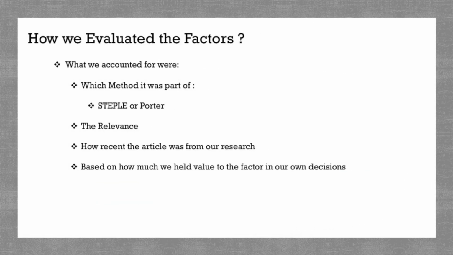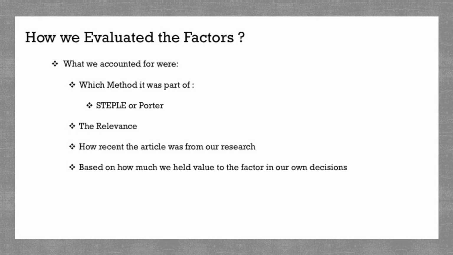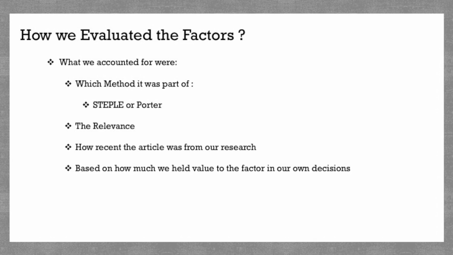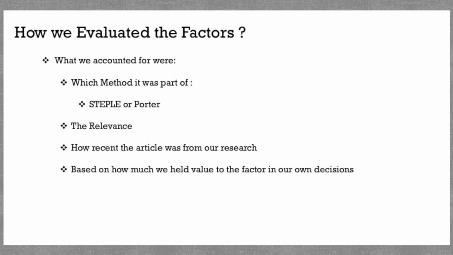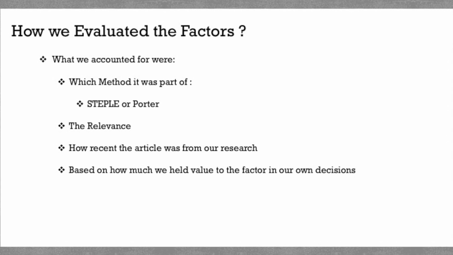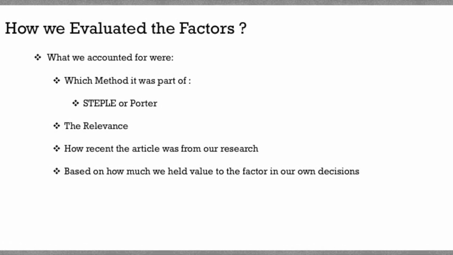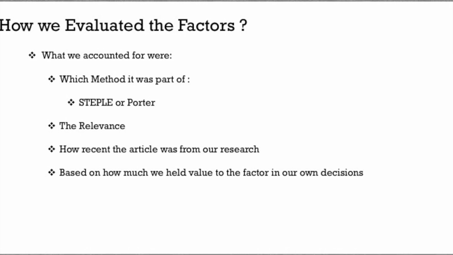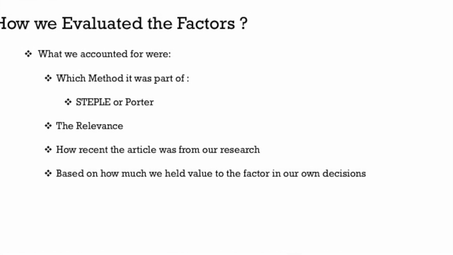When it came time to evaluate each of our factors, what we accounted for were: 1. If it was part of the STEEPLE analysis, 2. If it was part of the Porter analysis. Once we had decided which method it was part of, we assigned a weight to each factor. Each weight was on a 0 to 1 scale, and we valued our impact on a rating of a 1 to 4 scale, and both our rating and our weights were given based on relevance and the impact that our research had had and that we had put upon a value on each of the factors.